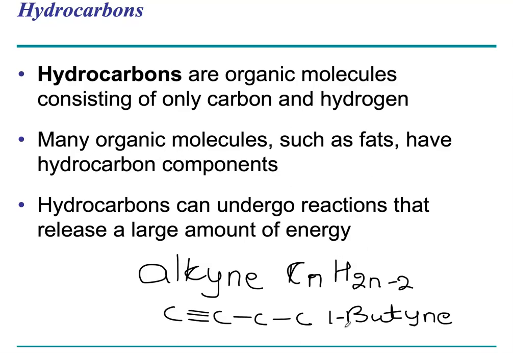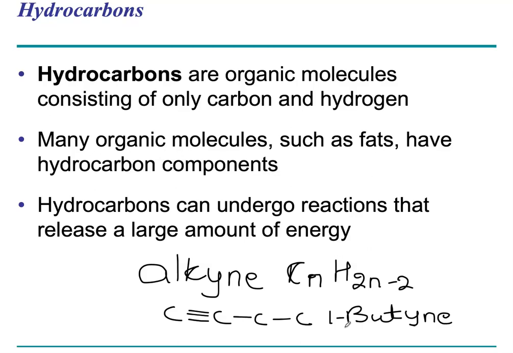The next one is an alkyne that has at least 1 triple bond. The generic formula is CnH2n minus 2. So if it was 4 carbons, and if the triple bond was around the first carbon, then it would be 1-butyne, Y-N-E, from the alkyne.